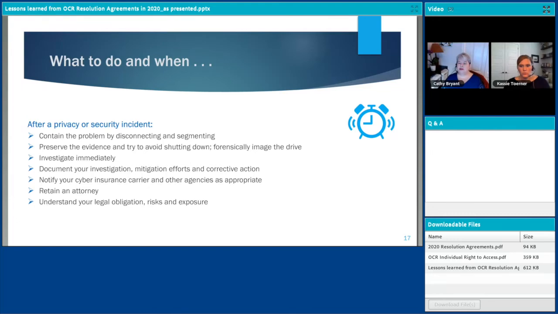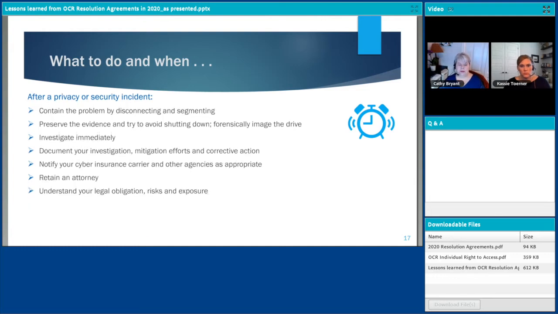Of course, we want you to notify your cyber insurance carrier and other agencies as appropriate. Most often, your cyber insurance will connect you with an attorney to help you go through the process of investigation and determination if the incident has resulted in a reportable breach. And you really need to understand your legal obligations, risks, and exposures.